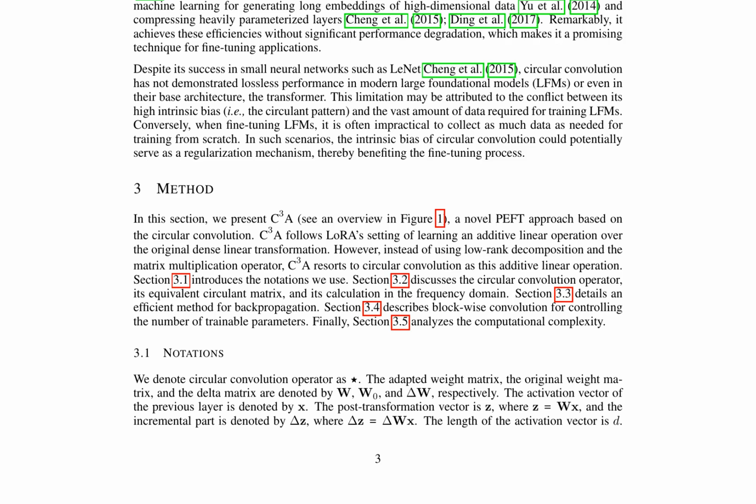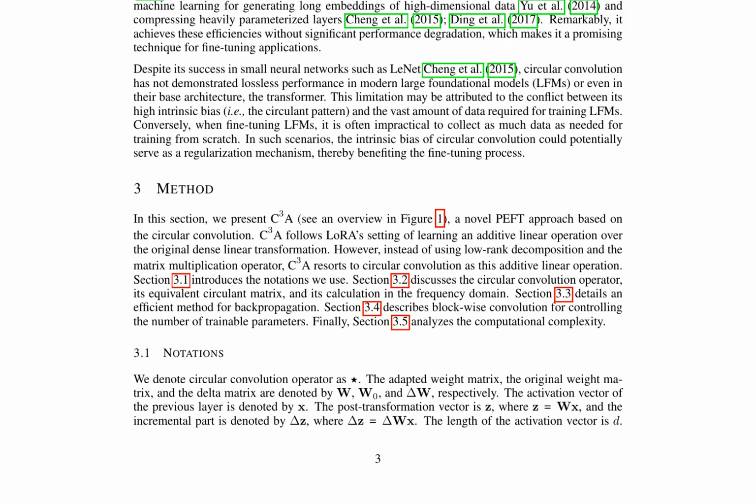The C3A method is formally introduced in Section 3, including notations, the circular convolution operator star operator, equivalent circulant matrix, and frequency domain calculation. The section also details an efficient method for backpropagation, blockwise convolution for controlling the number of trainable parameters, and analyzes the computational complexity.